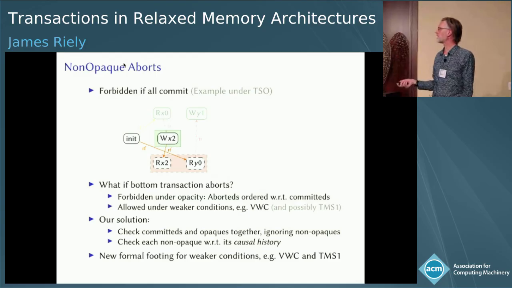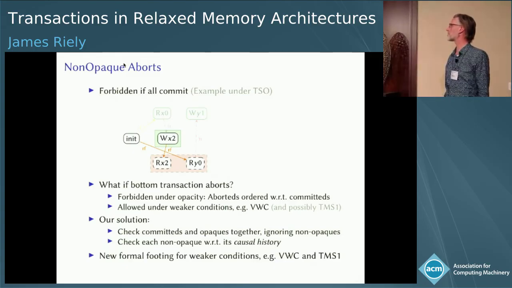What this gives you is something very, very close to virtual world consistency. And this gives a sort of nice formal footing for these kind of conditions.